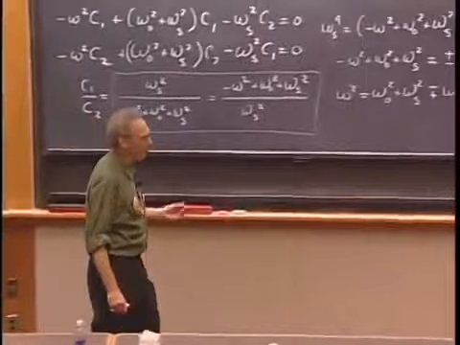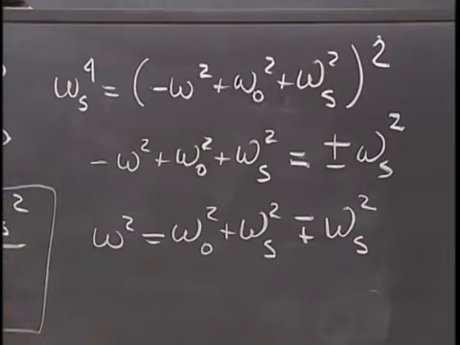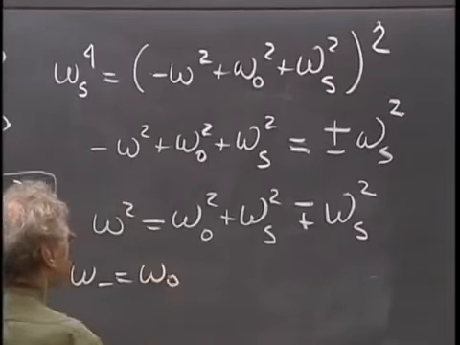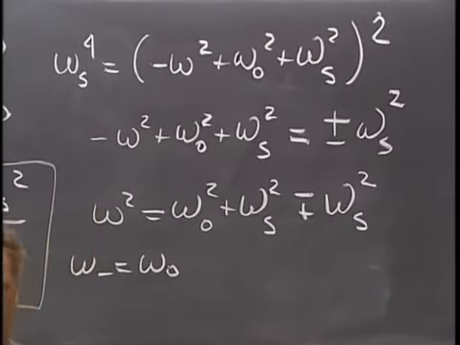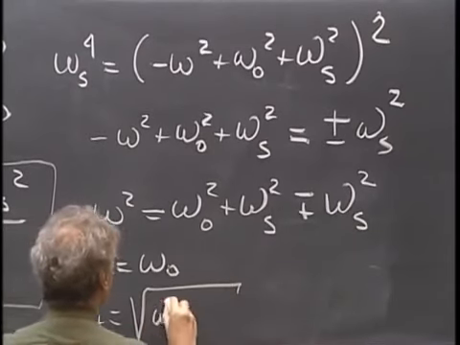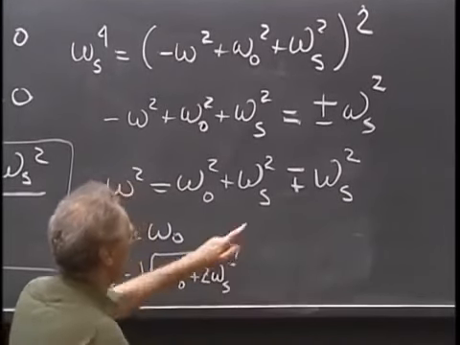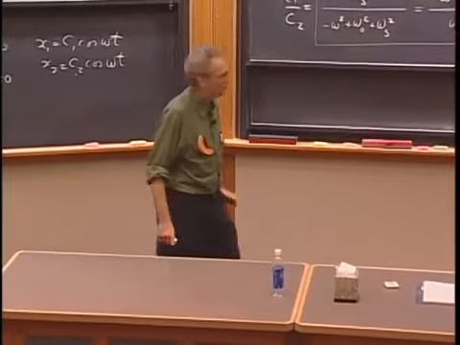It is unbelievable. When I have a minus sign here, I find that omega is omega 0. That's my omega minus. That's the one. When there is a plus sign here, I find exactly what we predicted before. I find that omega plus is the square root of omega 0 squared plus 2 omega s squared, because the plus sign makes this 2. Isn't that elegant? Isn't that beautiful? So they just pop out.